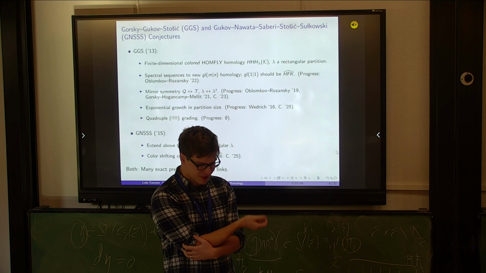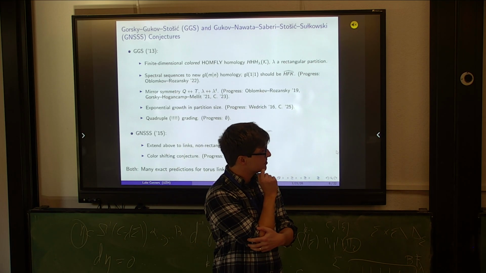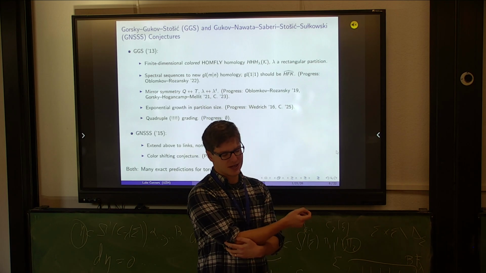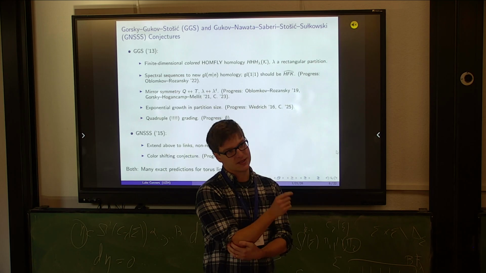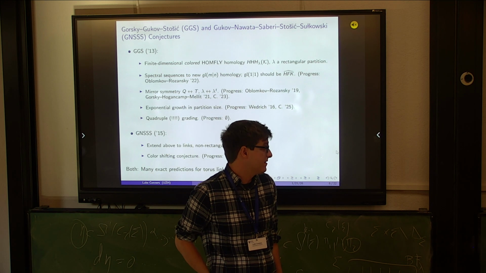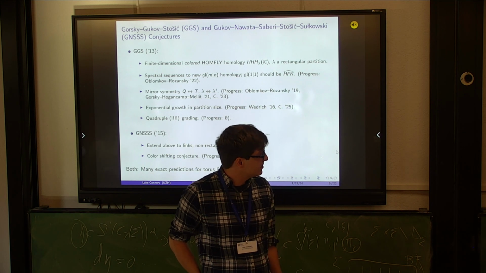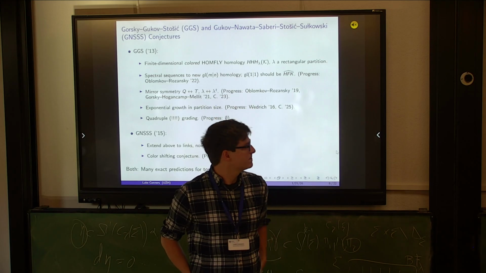And these are very similar to the DGR conjectures, but they concern colored HOMFLY-PT homology. What colored HOMFLY-PT homology is, it's again a triply graded invariant of links, but now each link component is colored by some additional data. In this case, it's going to be some partition. For the GGS conjectures, it's a rectangular partition, but this encodes some stable representation of the type A Lie algebras.